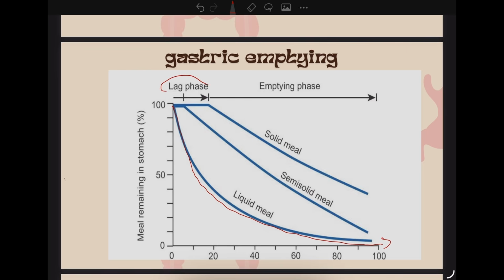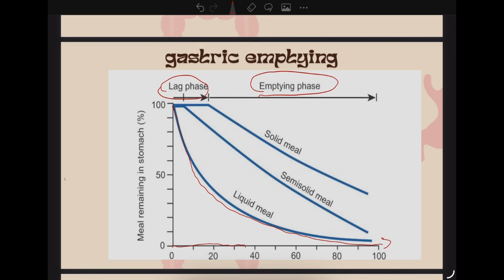We have this lag phase here. This lag phase is the phase where 0% of the food that got into the stomach is fit enough to move through the pyloric sphincter yet. So we didn't even start emptying. For solid meals, it might take 20 to 30 minutes and all of the food that you ate is still in the stomach. It didn't start emptying at all.